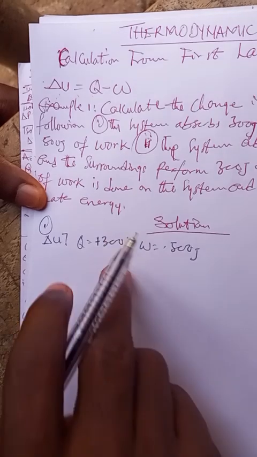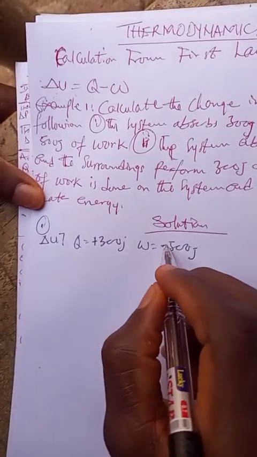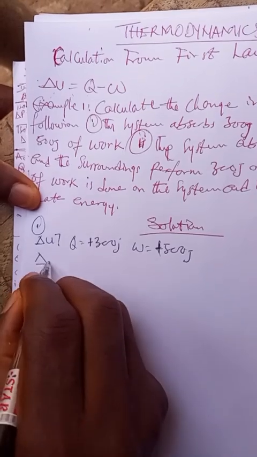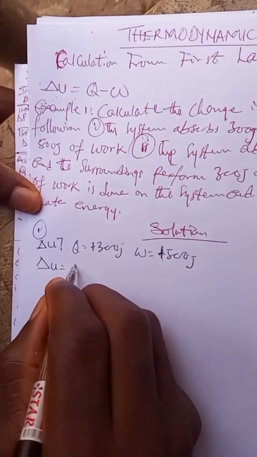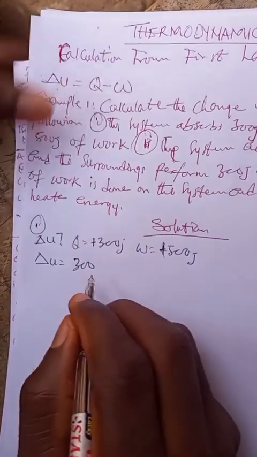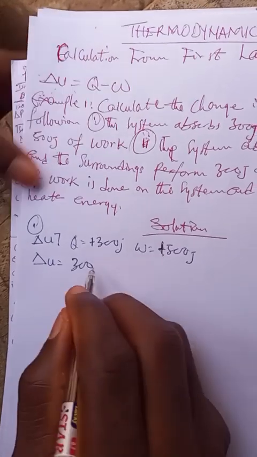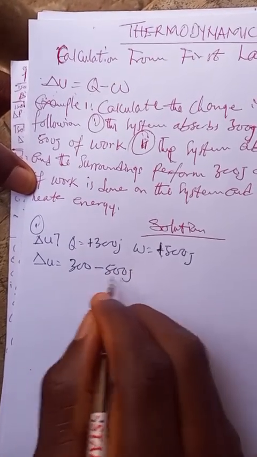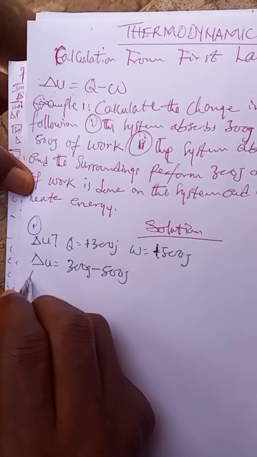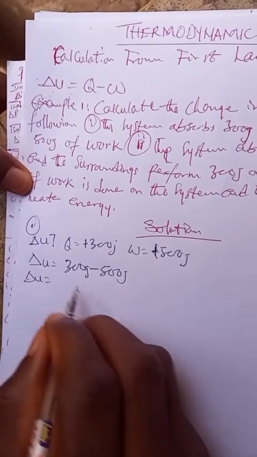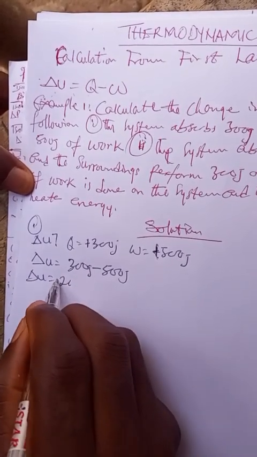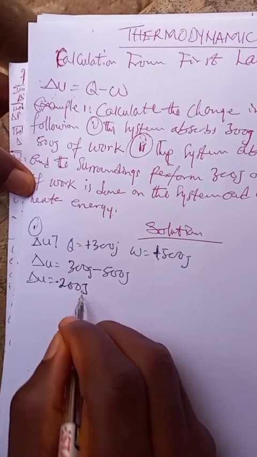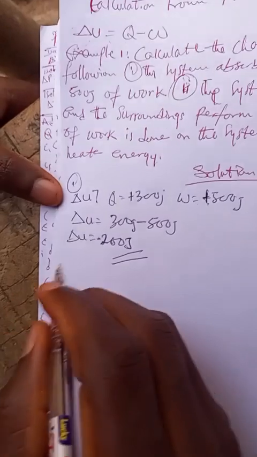Now, to apply this, here our W is positive. So to apply this in the first law, the internal energy is equal to 300 minus 500 joules. Then the internal energy is equal to minus 200 joules. This is the answer. Let's try number 2.